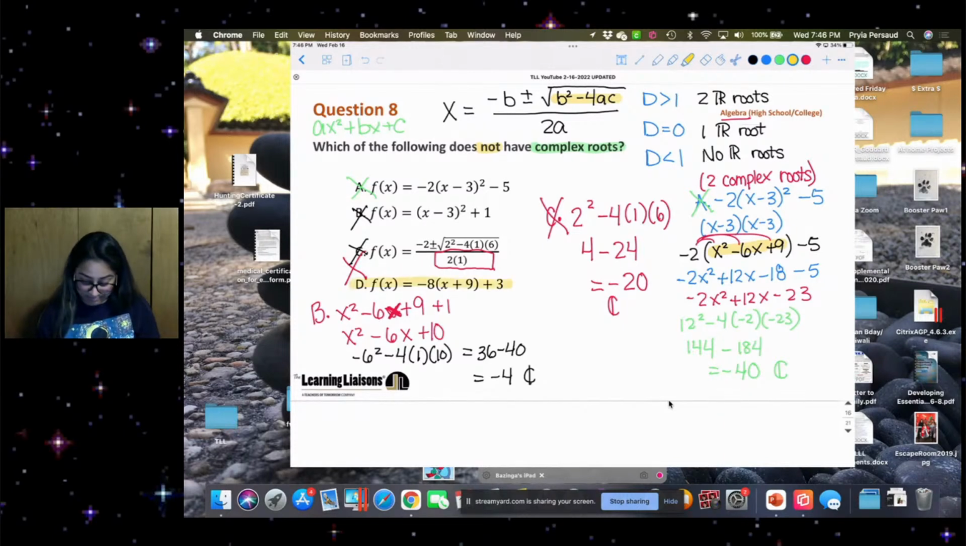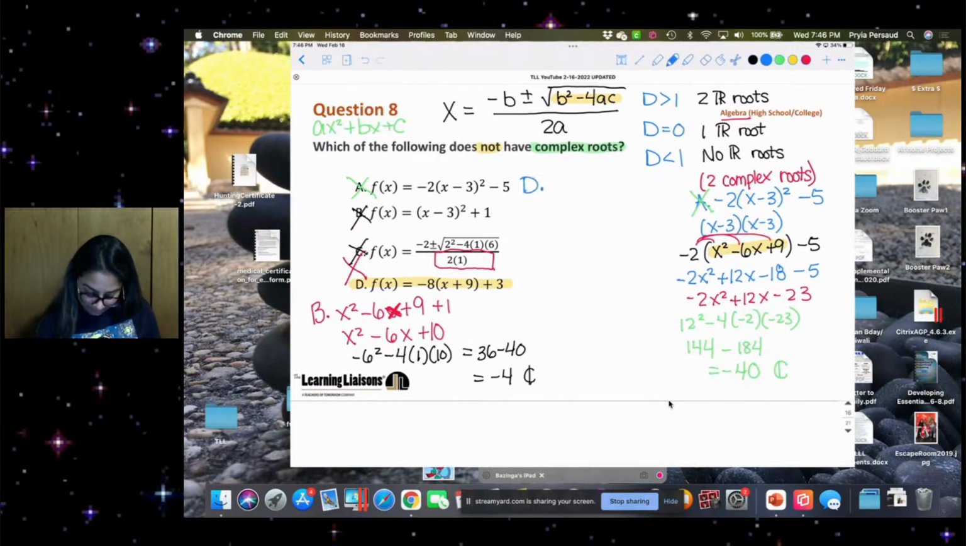I can actually show you that it works by plugging it in over here. So let's do D. I have negative 8 all times x plus 9 plus 3. Multiply your negative 8 in, negative 8x, minus 72 plus 3. Combine like terms, negative 8x minus 69.